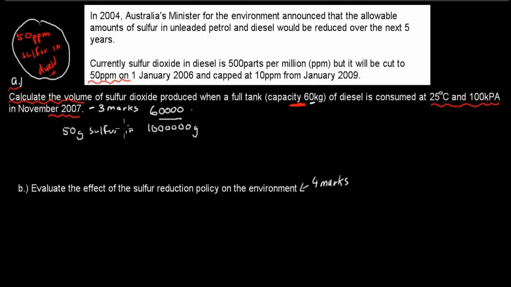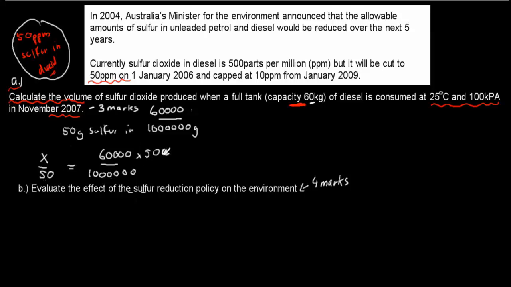So we want to know X. I'll write it again. We want to know X. We know that in 50 grams, we've got 1 million. We know that 60,000 is what we actually have, but we want to find that X. So we solve for X. We bring 50 to the other side by multiplying by 50. So times 50.